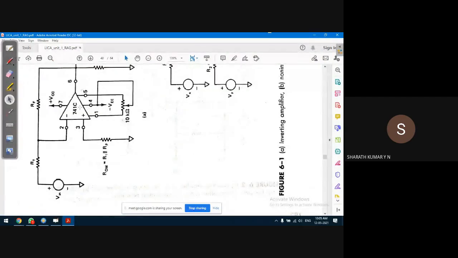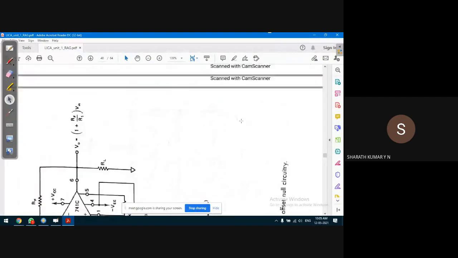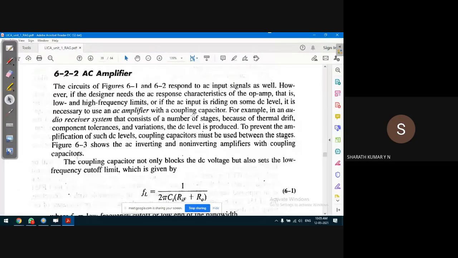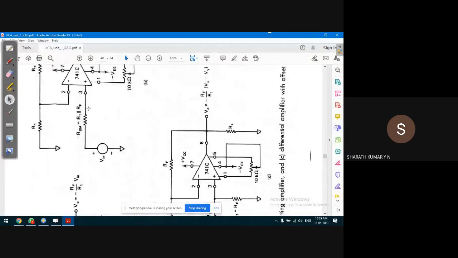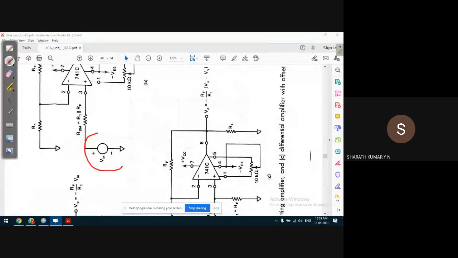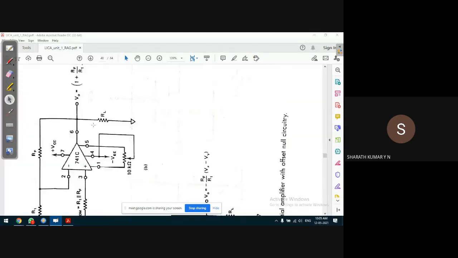This diagram, let us not go into that again because we had a detailed discussion. Next is the AC amplifier, same as the normal DC amplifier we discussed. There we had a DC source. We can replace this with an AC source, and we can use the same circuit. But what happens when we use the AC input, or the same circuit for AC signals?